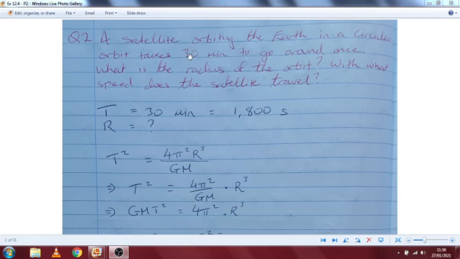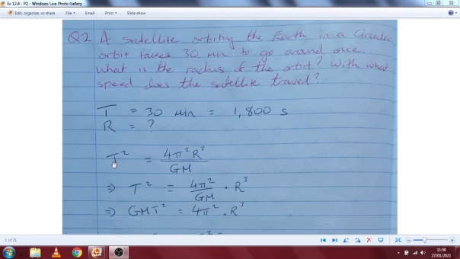So question 2: a satellite orbiting the Earth in a circular orbit takes 30 minutes to go around once. What is the radius of the orbit, and with what speed does the satellite travel? So again, we're told it goes around in 30 minutes. So 30 minutes is 1,800 seconds, and we're asked to find the radius of its travel, so how far it is away from the center of the Earth.